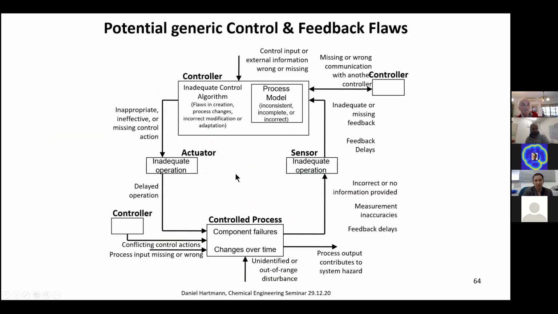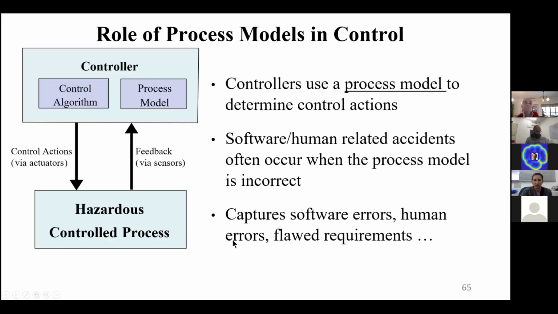Actually, already 15 years ago, Nancy Leveson had a list of potential generic control and feedback flaws. But we are much further today. Theoretically, as I said before, when we write down the requirements for the system, we know that all this can go wrong, and we can do things in the design so that we control these problems and they will not happen.